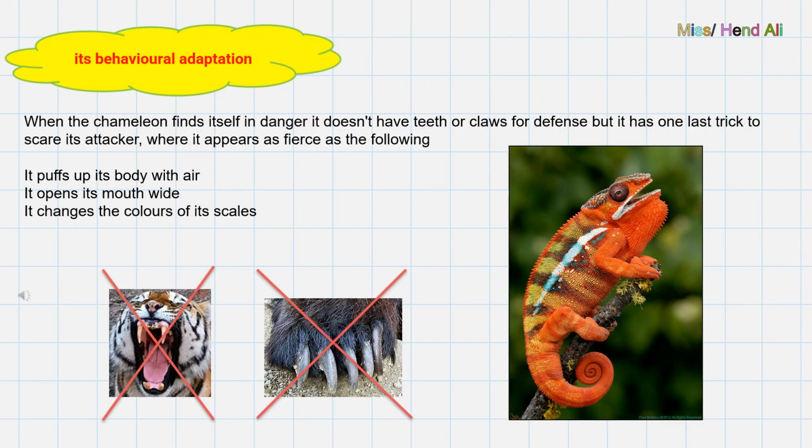Now let's talk about the behavioral adaptation of the panther chameleon. When the chameleon finds itself in danger, it doesn't have teeth or claws for defense, but it has one last trick to scare its attacker, where it appears as the following. It puffs up its body with air, it opens its mouth wide, and it changes the colors of its scales.